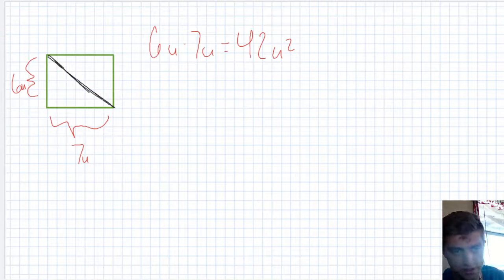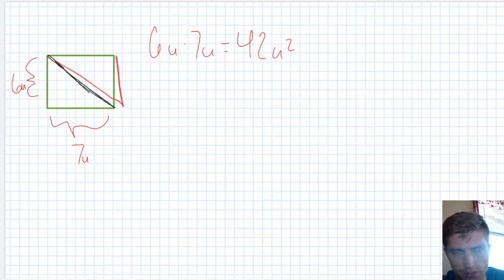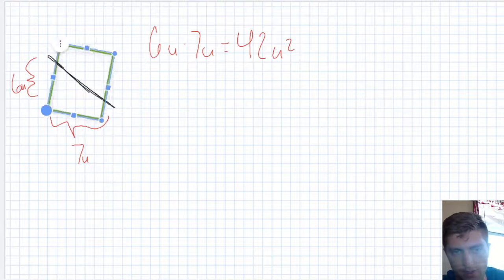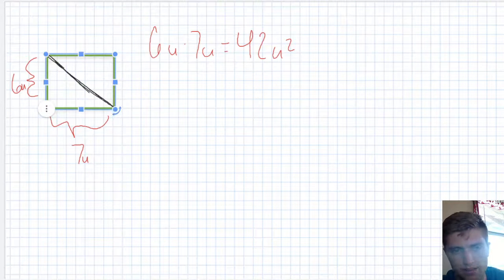Well, if we notice, this triangle is exactly half of this rectangle. And we can see that if we flip it around, this triangle is exactly the same as this triangle. It's just flipped upside down. Let's see if we can do that. If I can flip it. See, they're exactly the same.